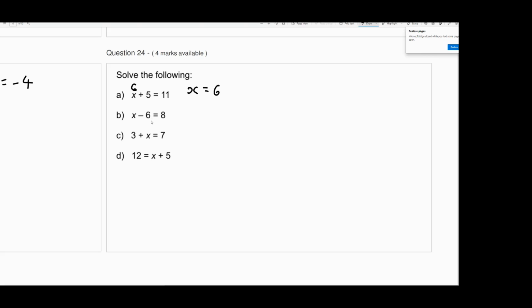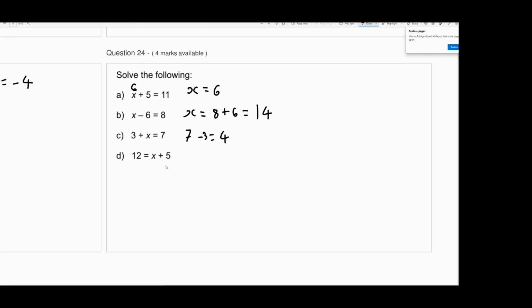For the second one, I've got something take away 6 is 8. So there, what would we do to get x? Yeah, brilliant. That's exactly what you do for the first. You do the inverse. So for the second one, you would do 8 plus 6, which is going to be 9, 10, 11, 12, 13, 14. And for C, it would just be 7, take away 3. Brilliant, which is 4.